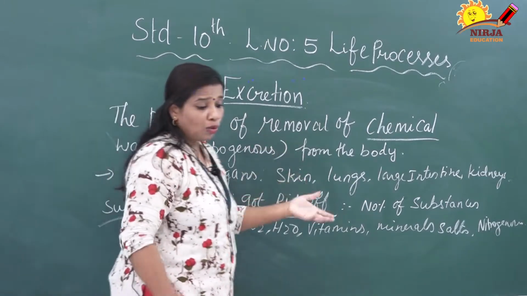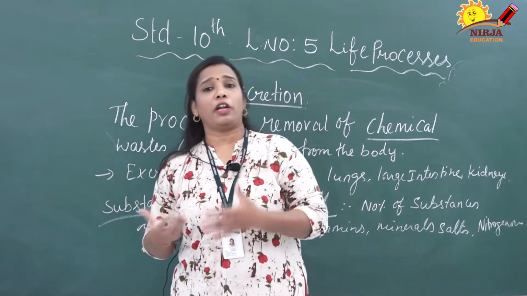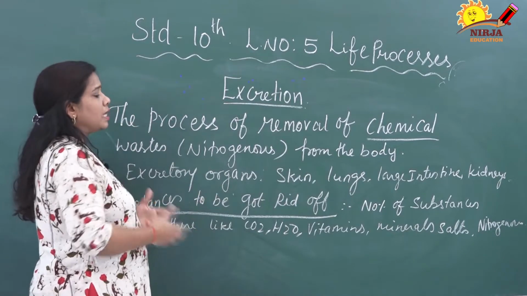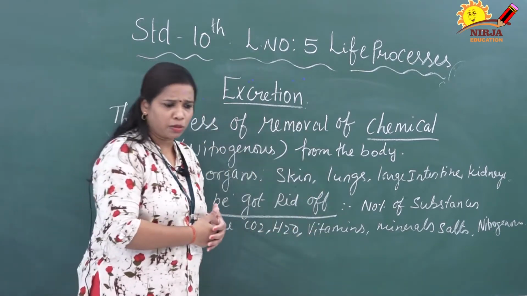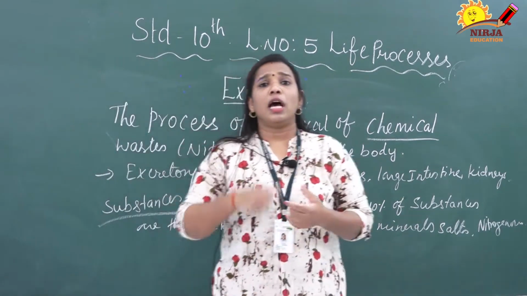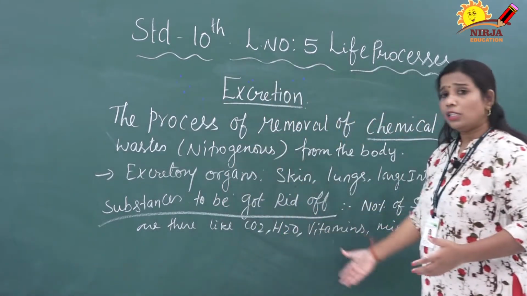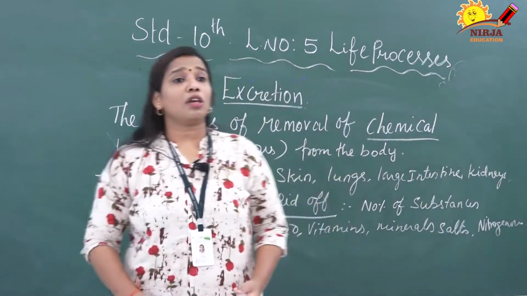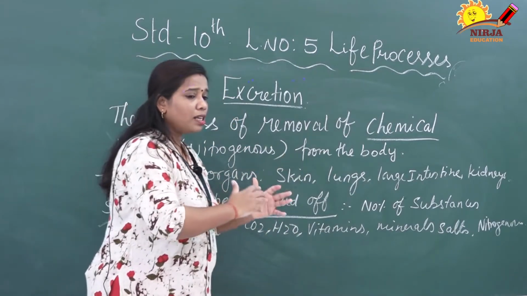Clear? Now, the lungs remove waste in the form of carbon dioxide and water vapor. Many substances are released out along with the nitrogenous substances: carbon dioxide, water, vitamins, salts, undigested food material, nitrogenous waste, bile salt, everything is released outside. But all the substances cannot be released by one particular organ. Certain substances are released by certain organs.